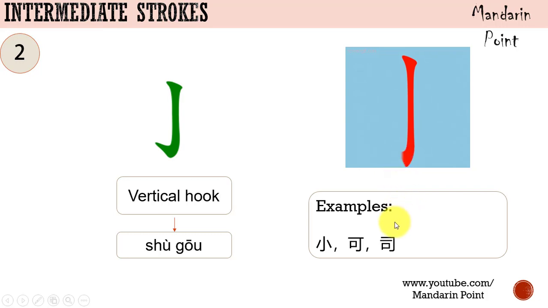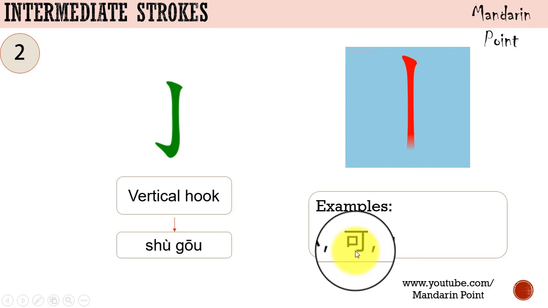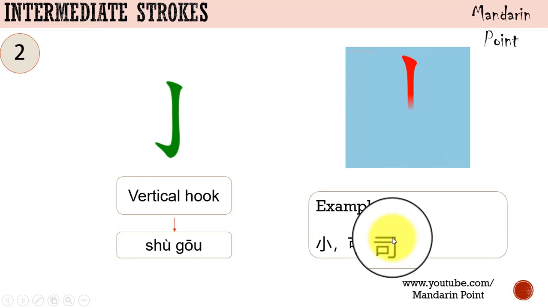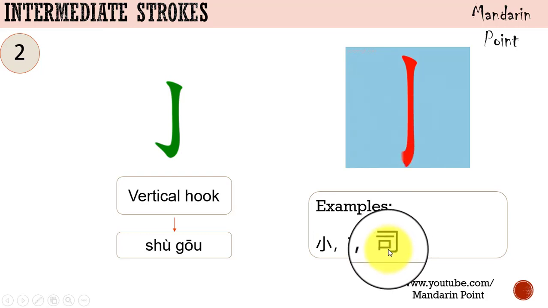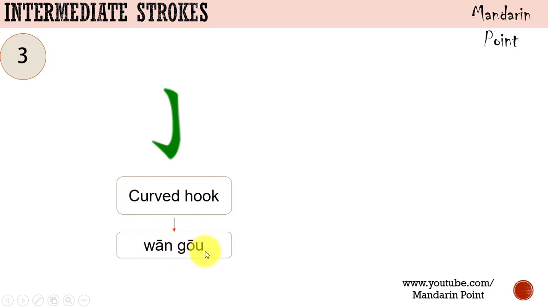Let's find it an example. This one is shu gou, shu gou, right? So if we want to describe, we can say that it is a curve with a hook at the end. So it is curved hook, and we call it wan gou, this curve, wan gou, a hook, right?